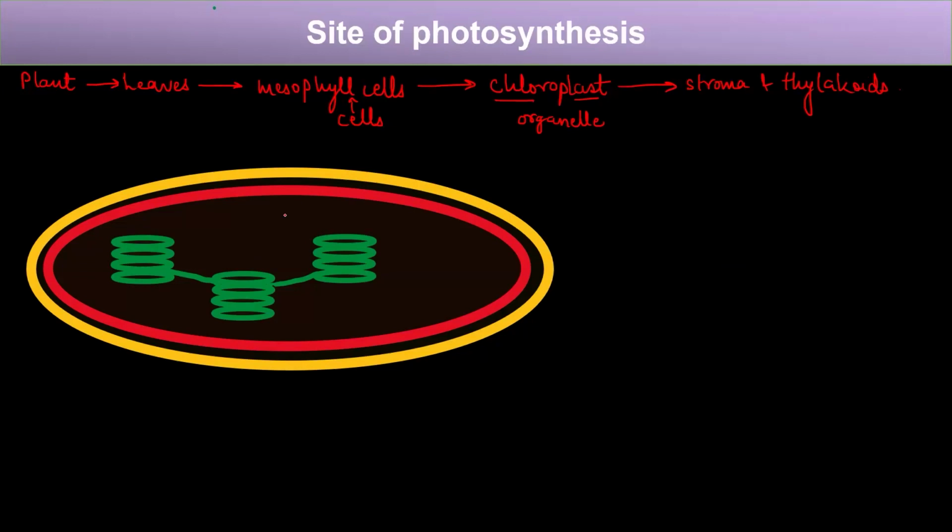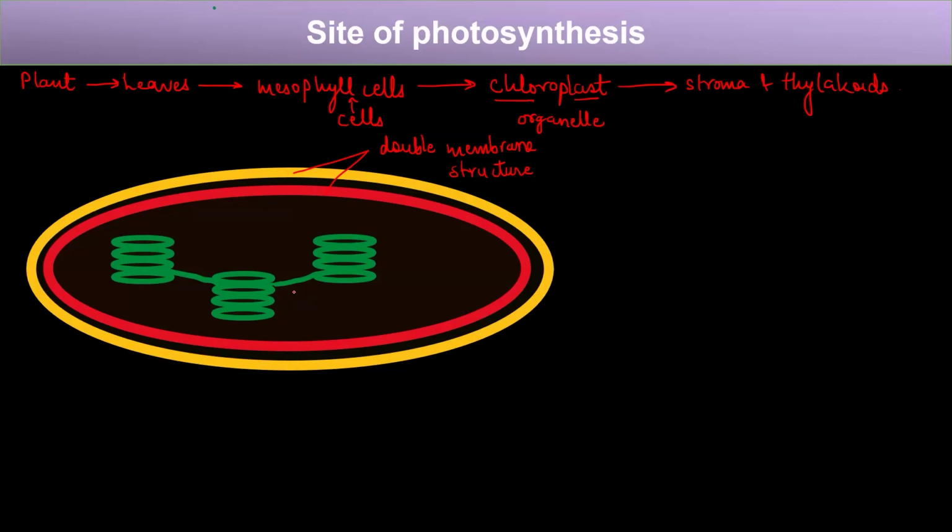So in the chloroplast, what all things do we have? The chloroplast is a double membrane structure. It has one outer membrane and one inner membrane. So it is a double membrane structure. Okay.